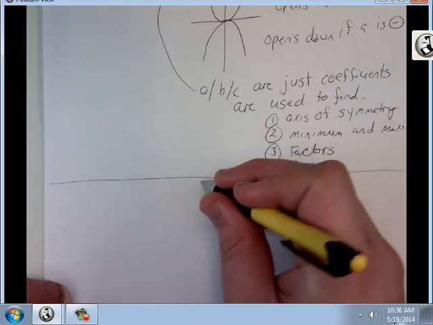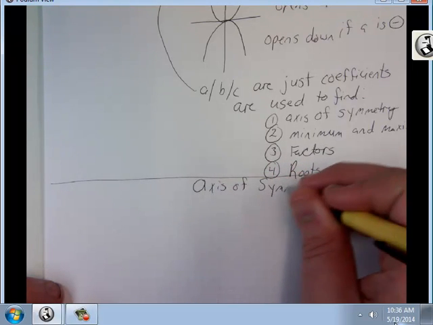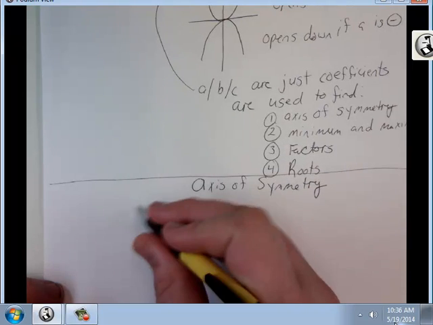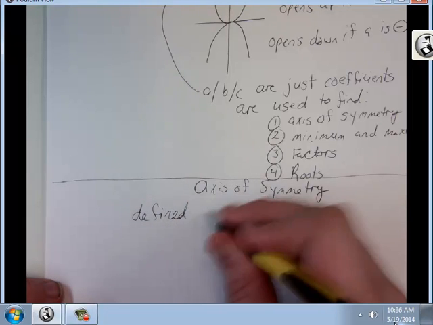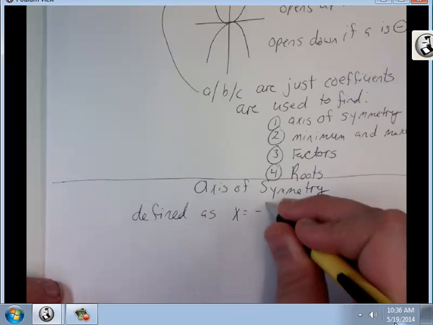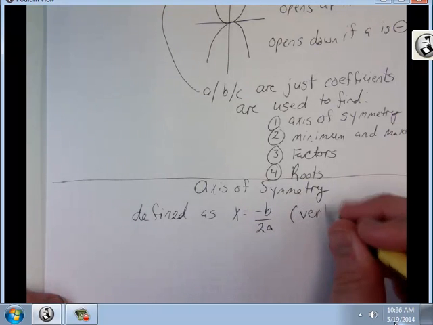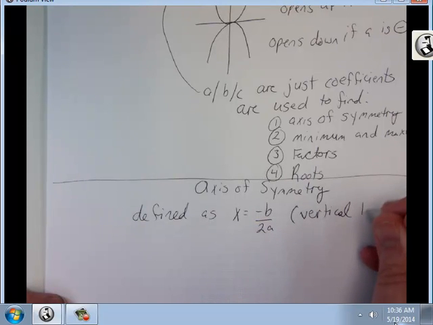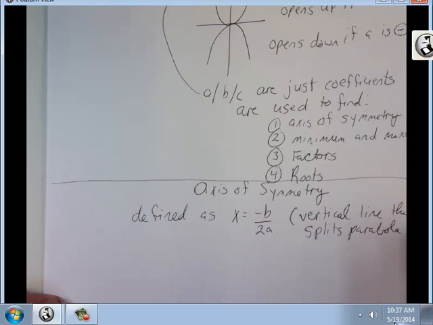So let's start with the axis of symmetry. Defined as x equals negative b over 2a. It's the vertical line that splits the parabola in half.